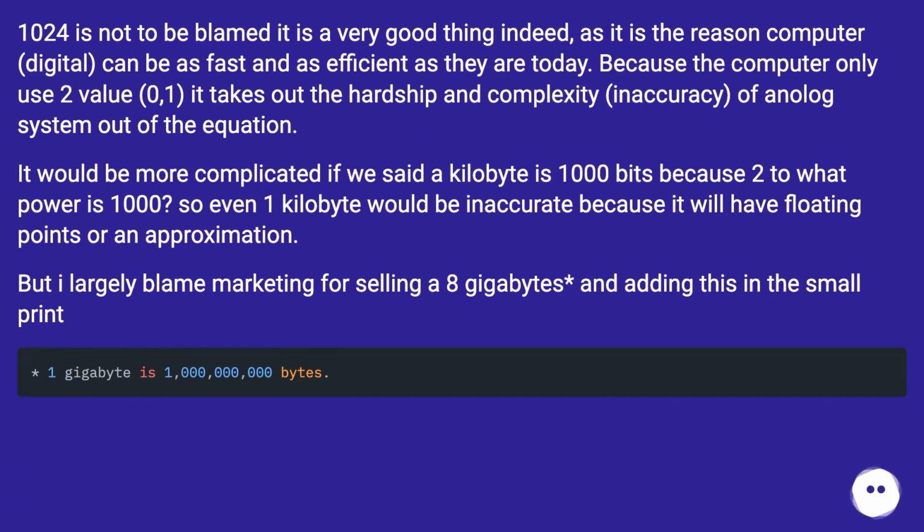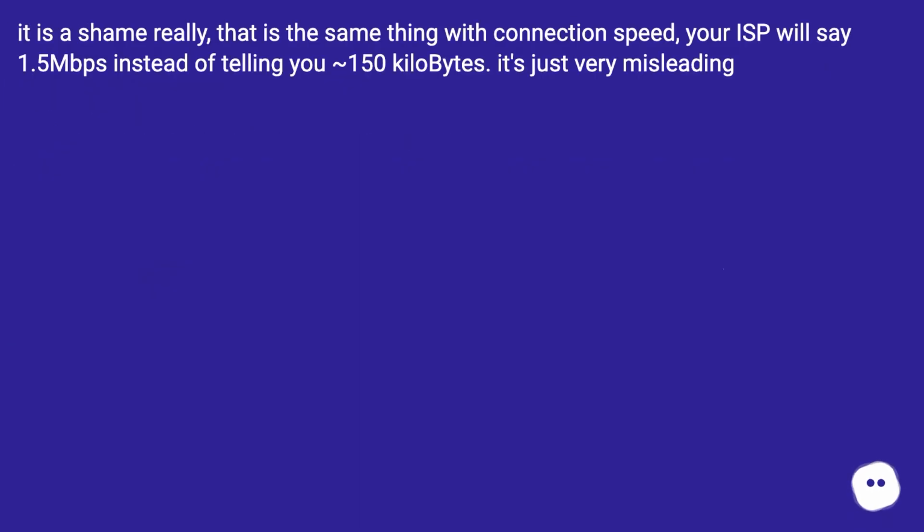But I largely blame marketing for selling 8 gigabytes, asterisk, and adding this in the small print. It is a shame really. It is the same thing with connection speed. Your ISP will say 1.5 megabits per second instead of telling you 150 kilobytes. It's just very misleading.